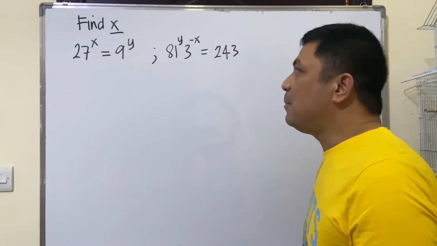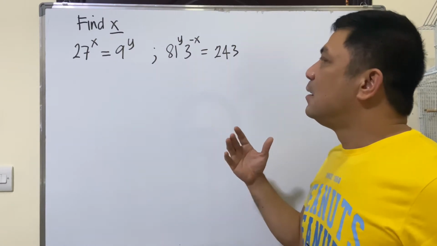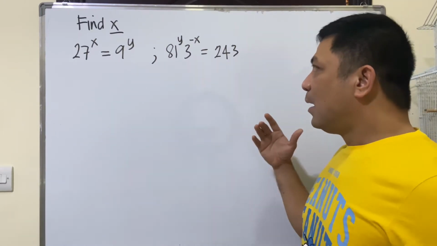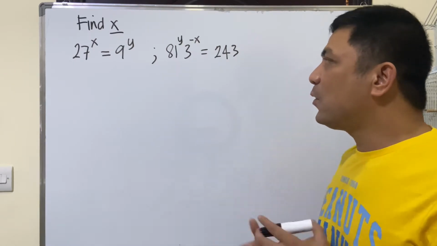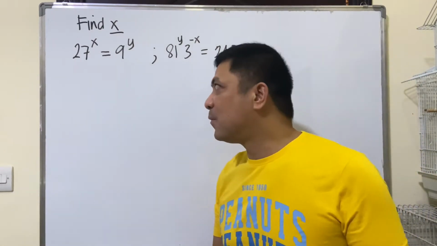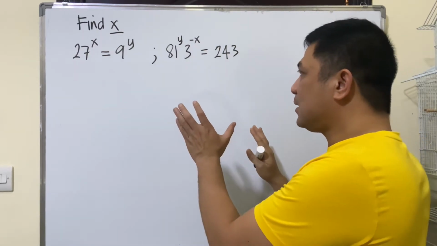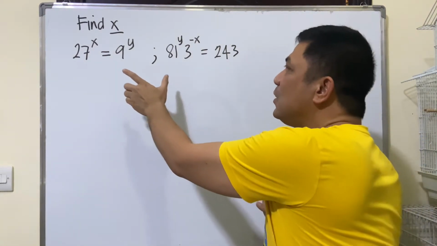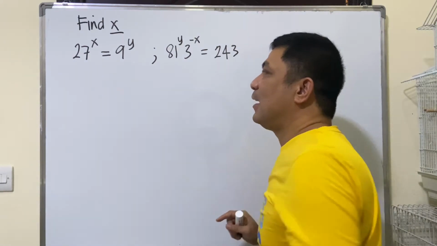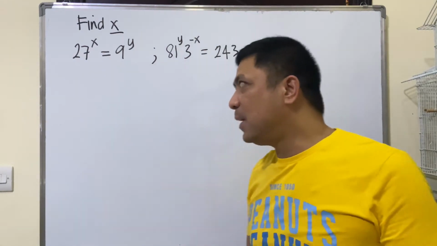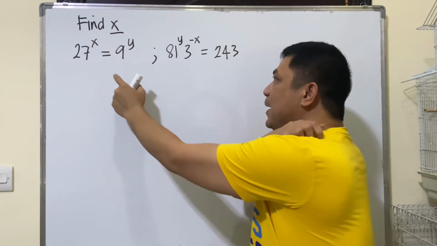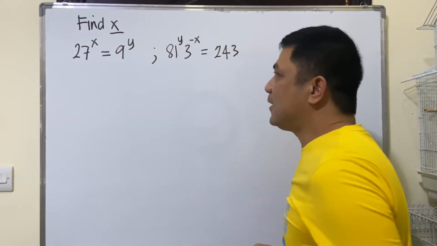I think for problems like this, the challenge here is how you can make the bases the same for us to cancel them. For example, in this case, you would see that 27 and 9 are actually factors of 3, or divisible by 3. So how can we make the bases of this first equation the same?